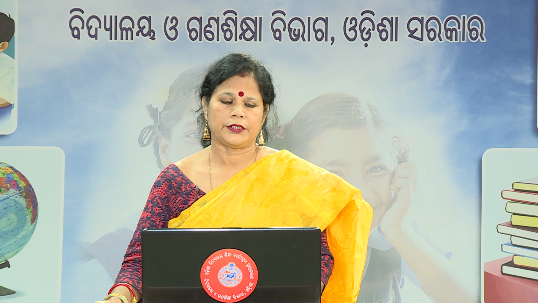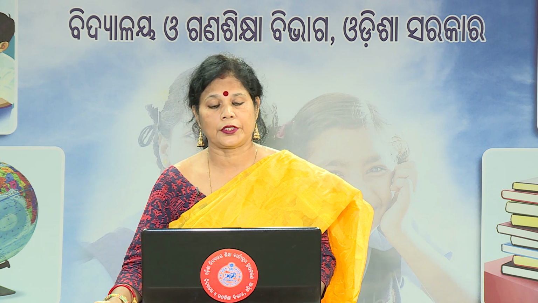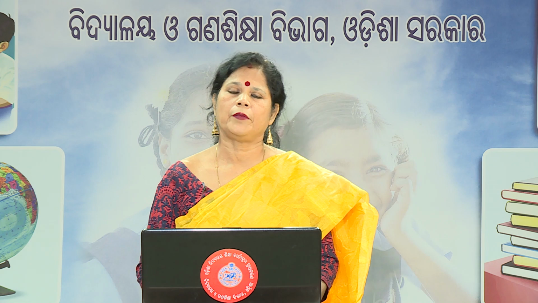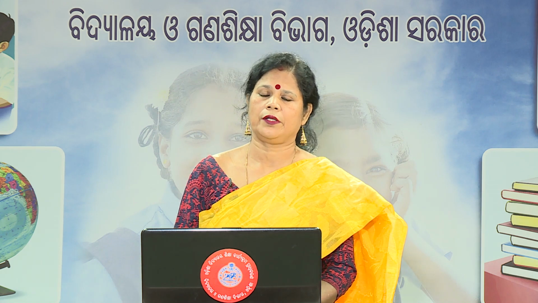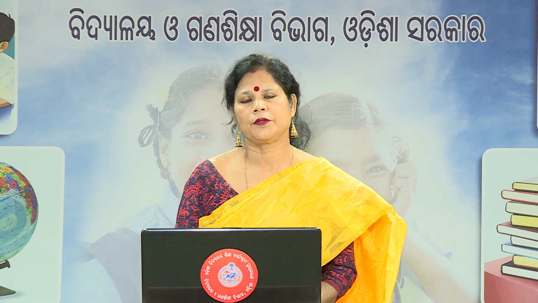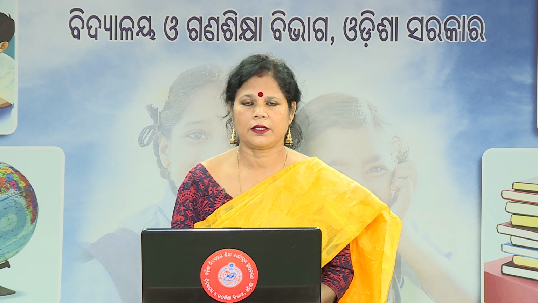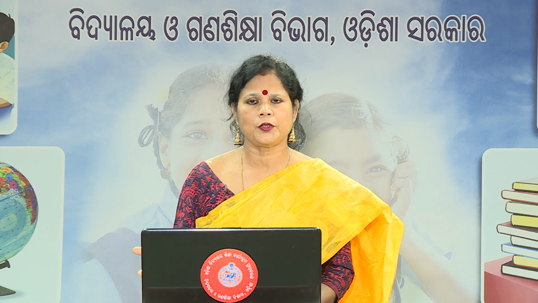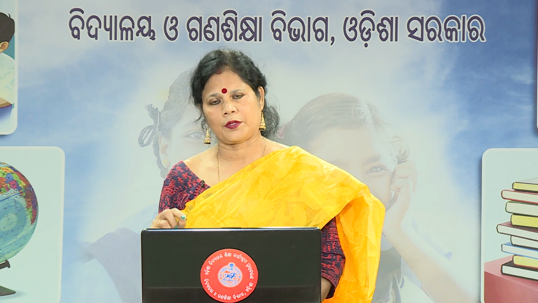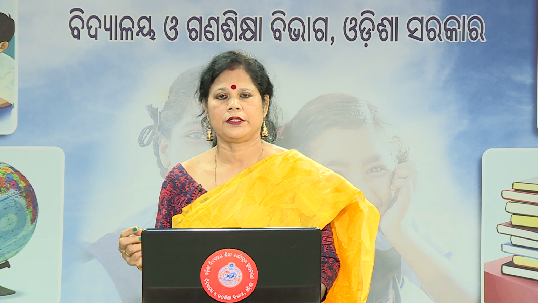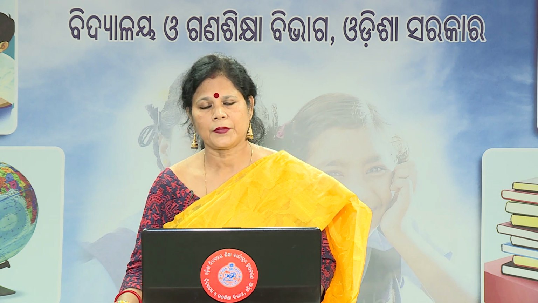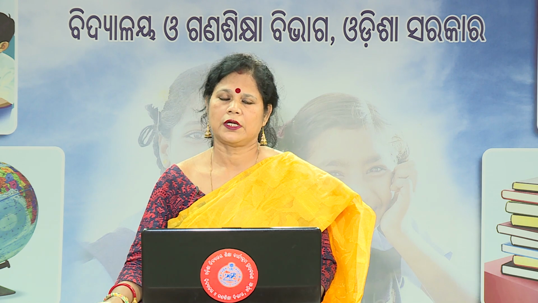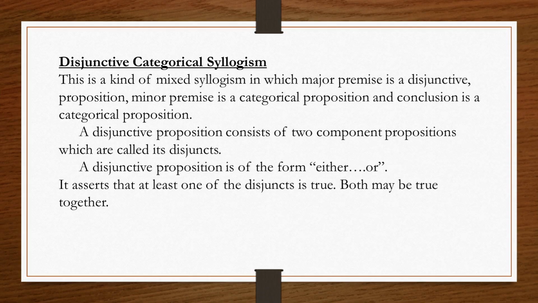So now we will discuss this disjunctive categorical syllogism. Here the major premise is a disjunctive proposition. That means either A is B or C is D. Here it consists of two propositions. A is B is one proposition, C is D is another proposition. So there are two propositions, and these two propositions are known as disjuncts.